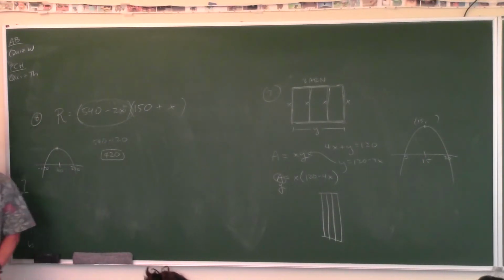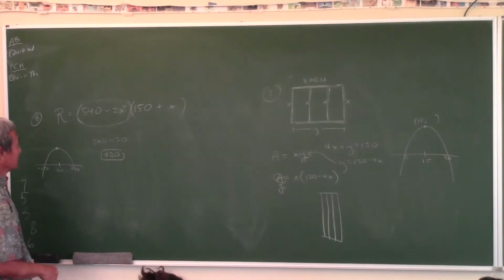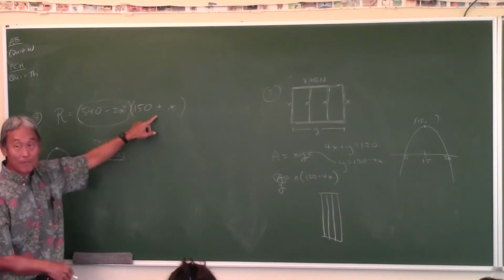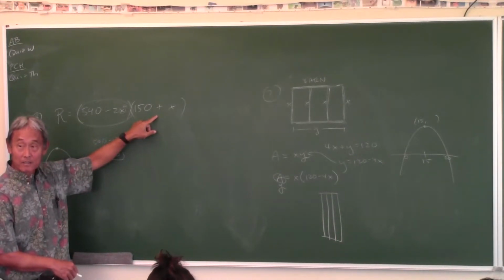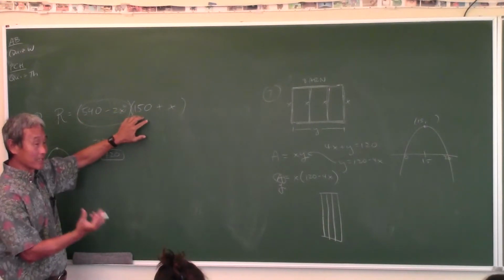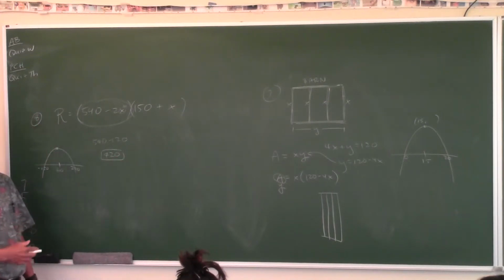Wait, but what's the difference between the left side and the right side? This is the price, the cost of the ticket. This is how many tickets you sell. Every time the price goes down by $2, the number of tickets goes up by 1. Yeah, so that's a quadratic function.